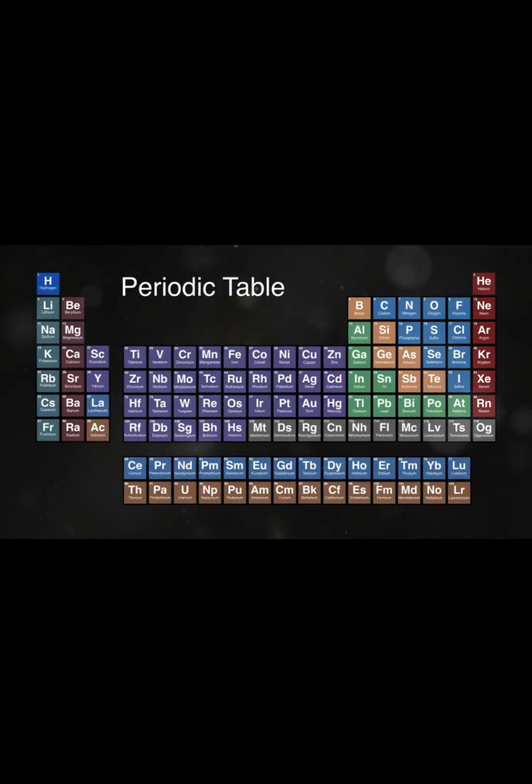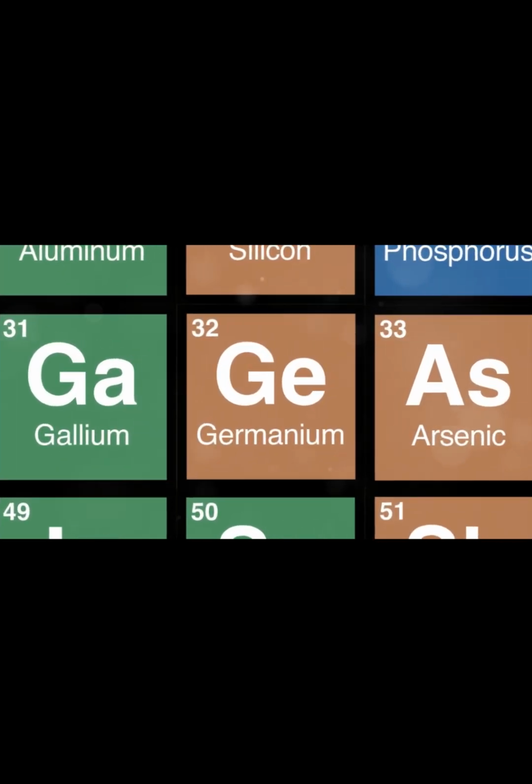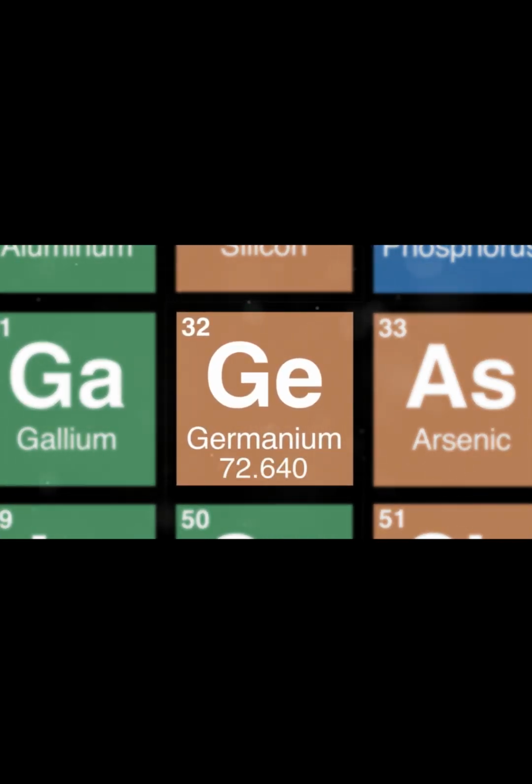Let's talk about the building blocks of our digital world: semiconductors. These amazing materials are neither good conductors like copper, nor insulators like rubber. They're somewhere in between, and that's where the magic happens. Semiconductors like silicon and germanium form the foundation of diodes and transistors, the unsung heroes of modern electronics.